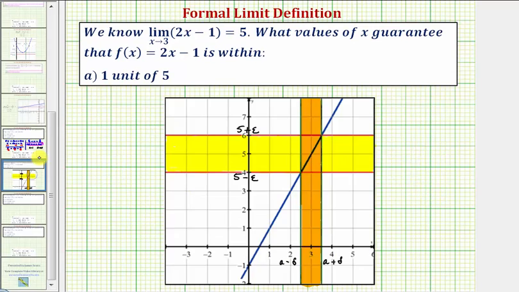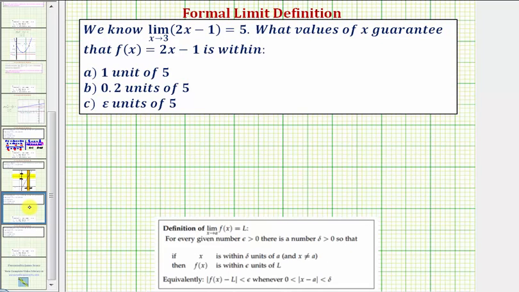Looking at this graphically, remember the limit value is equal to 5, so we wanted the function value to be within 1 unit of 5, so 5 plus 1 gave us 6, 5 minus 1 gave us 4, where epsilon was equal to 1. We found the x values that guarantee the function values within this interval were from 2.5 to 3.5, or 3 minus 0.5 to 3 plus 0.5, where this interval was a minus delta to a plus delta.